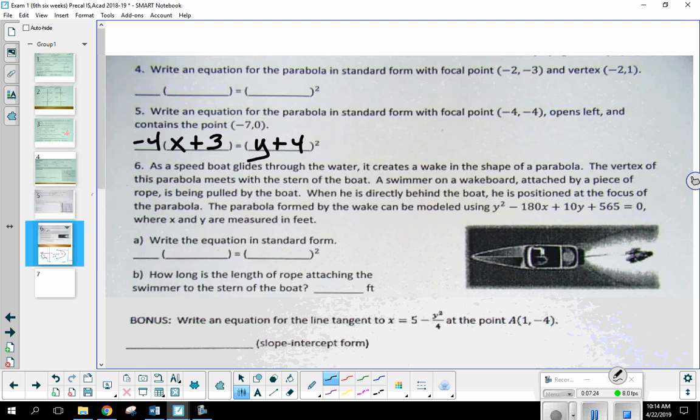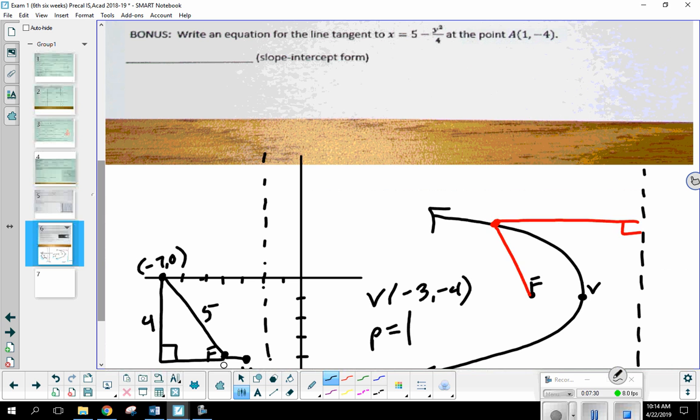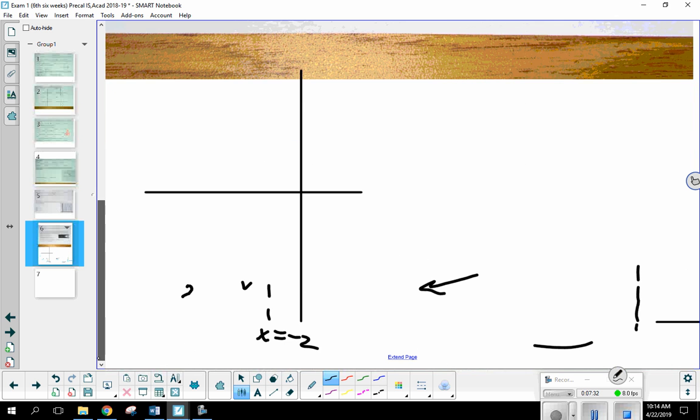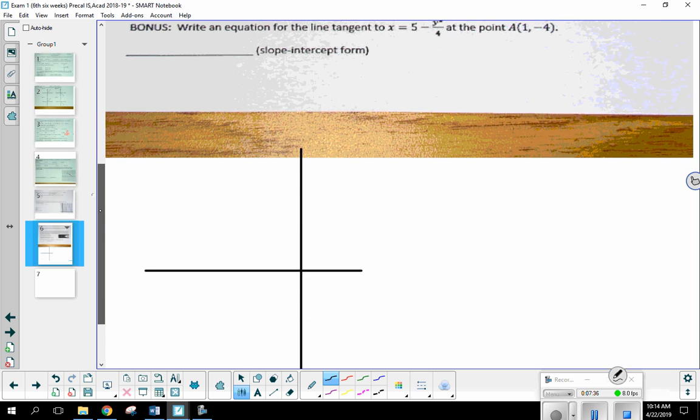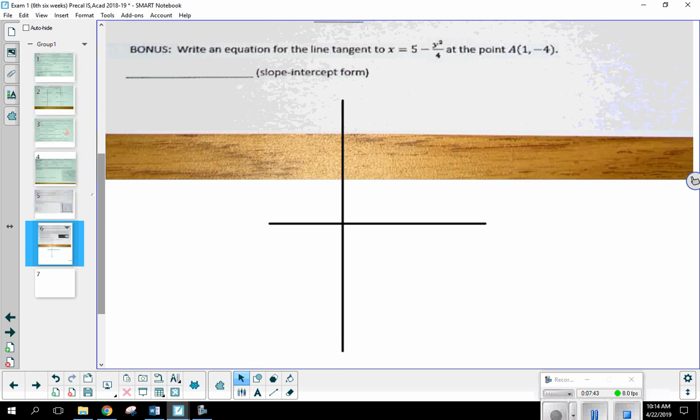The bonus. Okay. Let's talk about the bonus real quick. Okay, so it says, let me get this out of the way. All right, actually, let me move this up a little bit so I don't have to keep going down so far. There we go. All right, so it says write an equation for the line tangent to the parabola, x equals 5 minus 1/4 y squared at the point A, which is 1, -4.